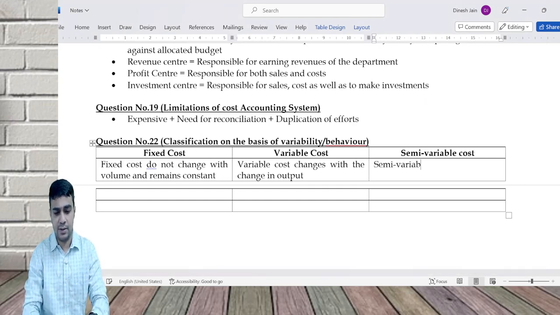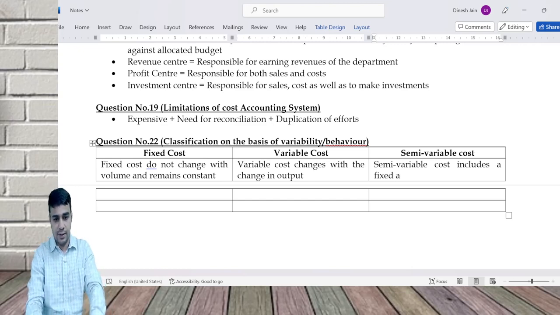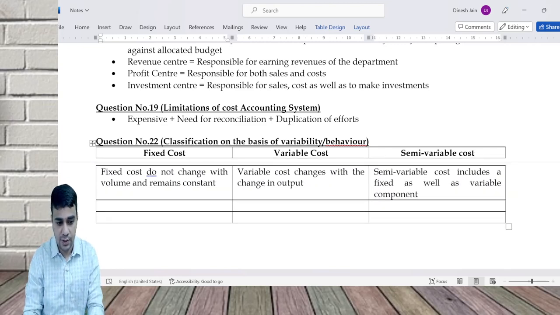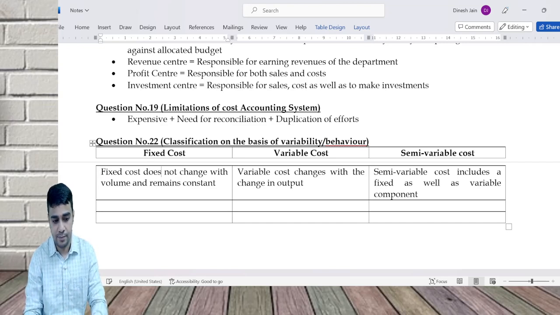Semi-variable cost includes a fixed as well as variable component.